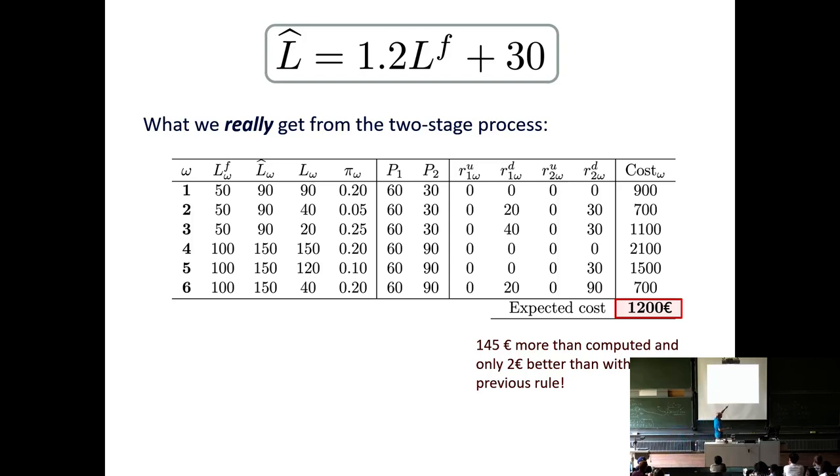But still, it's better: this rule is 2 euros better than this one. But still, it's not a good rule, because it's not training properly. My mathematical problem is not training the rule properly. Why is it not training the rule properly? Because it's not respecting the decision process that I really want to solve. I really want to solve this problem, and this problem is a merit order dispatch. Yes?